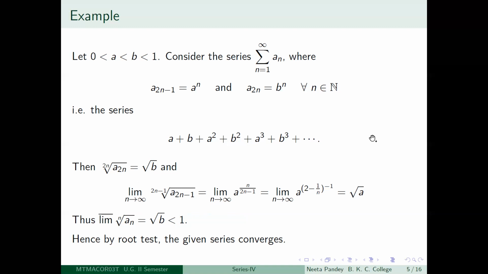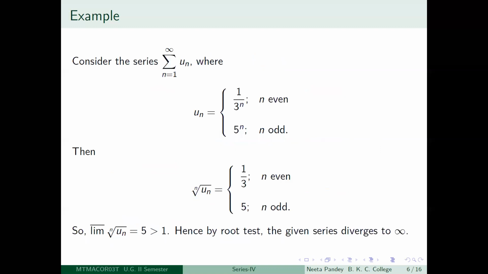So this is an example which shows why you should learn the result in its full generality, because here the limit will not exist, but it is the lim sup which is going to give you the information. Okay, so let us look at another example.